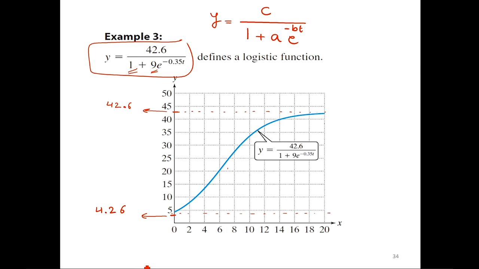Any question about this function? This is called the logistic function, the logistic growth function, with the maximum C and the minimum C over 1 plus A.